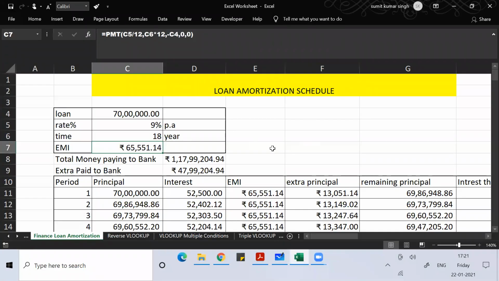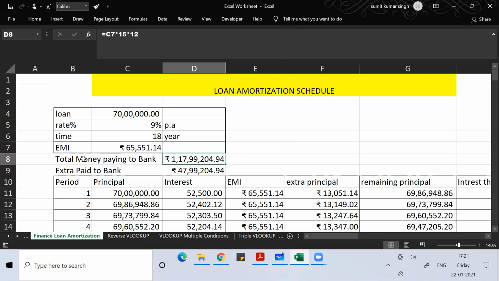Now you would be wondering, okay, fine, this part we understood, but what is the total money I'm paying to the bank? Whatever EMI you are paying every month, you will do that for the 18 years. So imagine you take a loan of 70 lakh at a rate of interest of 9% per annum, where you are paying an EMI of 65,551.14 rupees. So the total money you are paying to the bank is 65,551.14 for 18 years, and every year you'll pay 12 times.